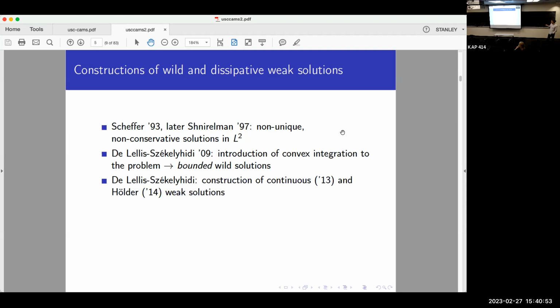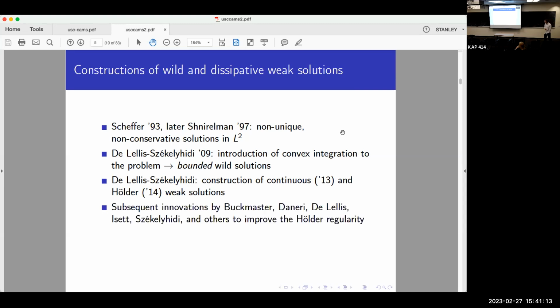Subsequently, De Lellis and Székelyhidi were able to refine their construction in 2013. They created continuous solutions, and then they later were able to go even further and construct Hölder continuous weak solutions, just something like 1/10 Hölder regularity at first. And I'll talk later about how one would do this. And there were many subsequent papers by De Lellis and Székelyhidi, as well as other authors, Buckmaster, De Rosa, Isett, and others, to incrementally get more and more regularity for these wild solutions to the Euler equations.